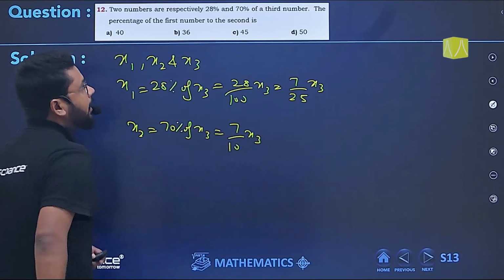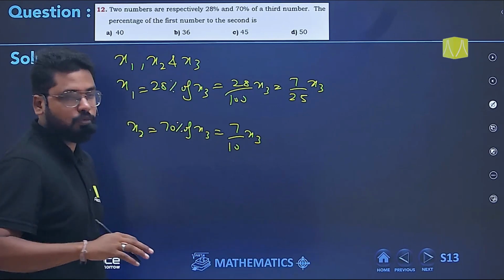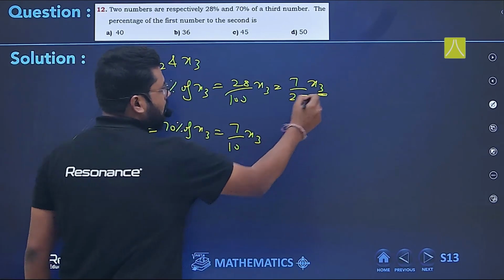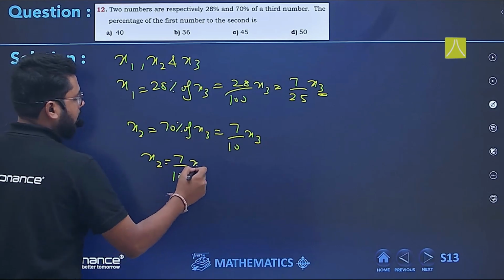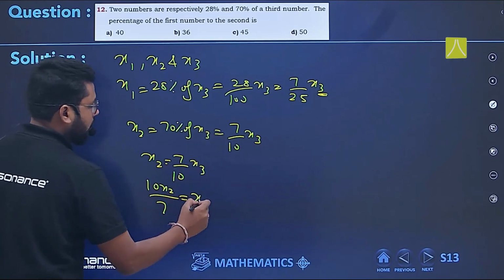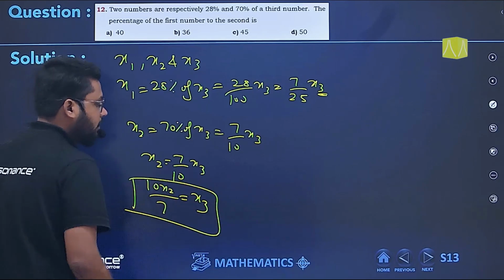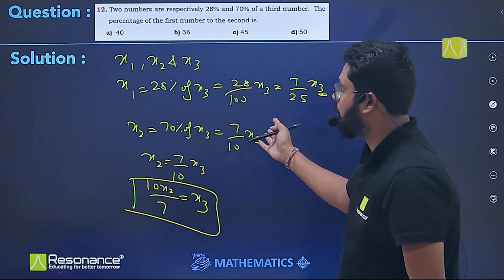So we have to find the relation between the first number and the second number. Ultimately we have to find x1 by x2. So we will substitute x3 in terms of x2. x2 is 7 by 10 x3, or we can say that 10x2 by 7 is equal to x3. This is the same question from our test also.